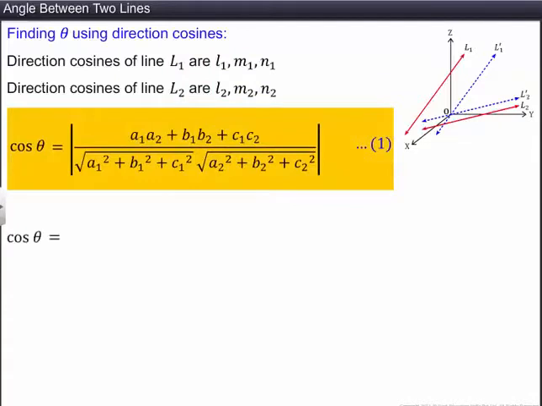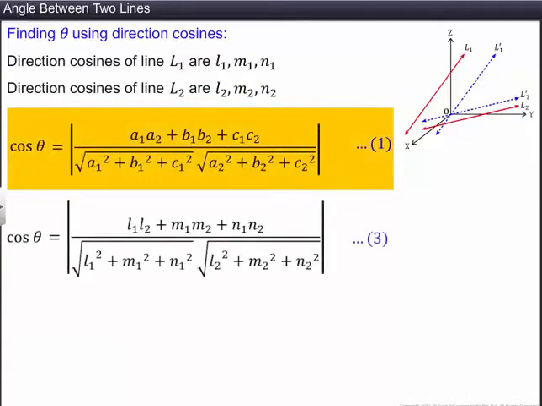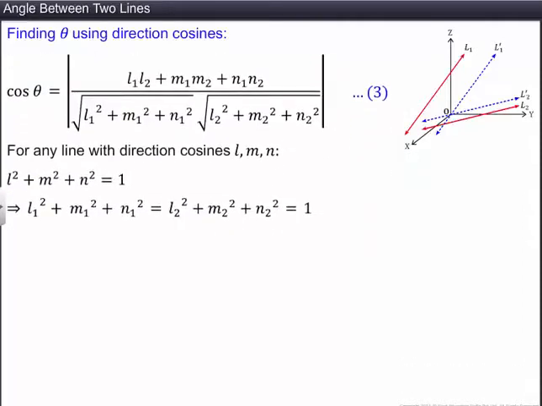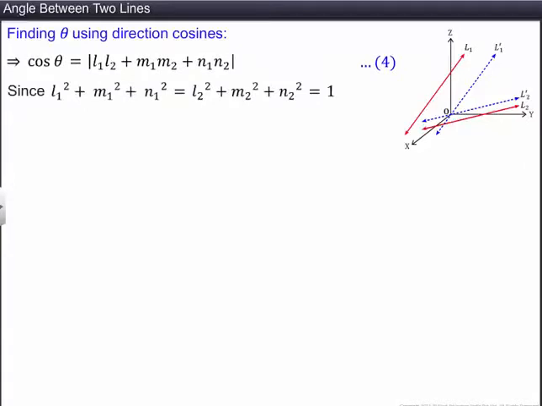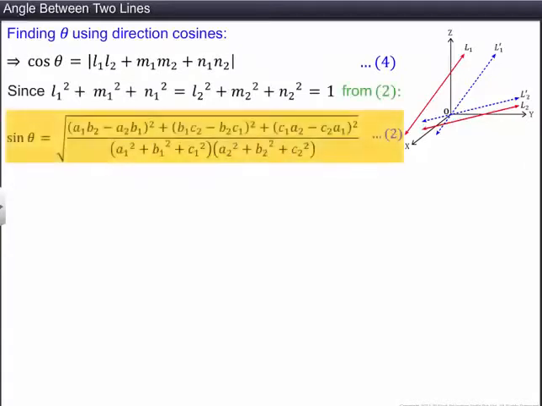We know that the sum of the squares of the direction cosines of any line is always equal to 1. Thus, the terms in the denominator of the right-hand side in equation 3 reduce to 1. Equation 4 gives us the cosine of angle theta between lines L1 and L2 in terms of their direction cosines. Replacing the direction ratios with direction cosines in equation 2 and simplifying, we get the equation for the sine of angle theta between lines L1 and L2 as shown here.